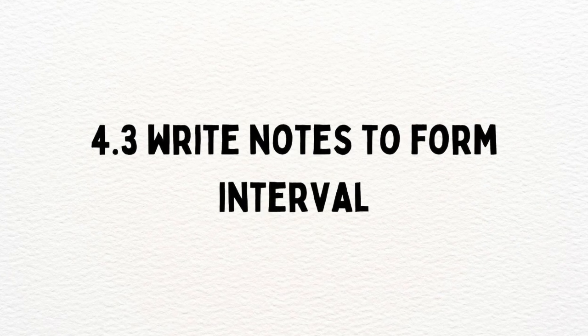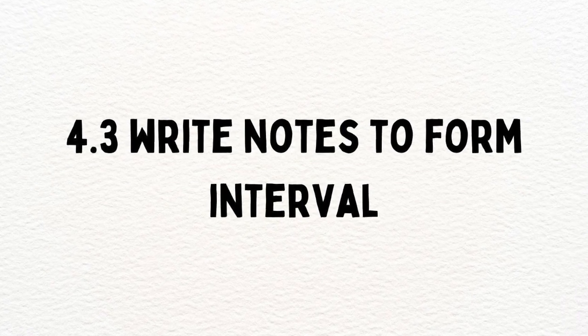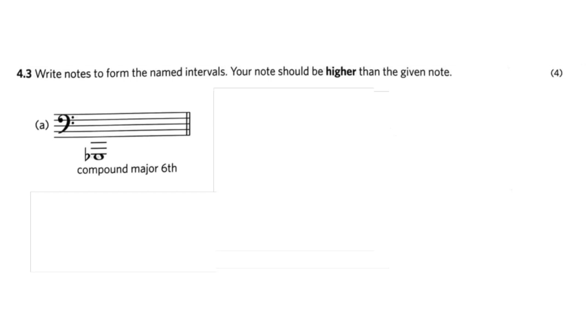And finally, 4.3, write notes to form interval. There are 4 questions. First of all, we'll have to read the given notes correctly. The given note here is a G flat. And we need to form an interval of compound major 6. So we have to draw out the right note first. The compound 6 will be an E, so we'll draw it out first.